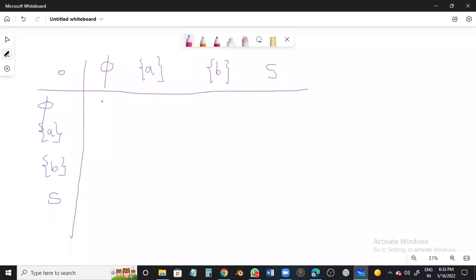The intersection of phi with phi is? Phi. With singleton A is? Phi. We are taking intersection. Never forget. It is completely phi. Okay. Vertically also, you'll get it to be phi. Okay. Now let us go to the second row.